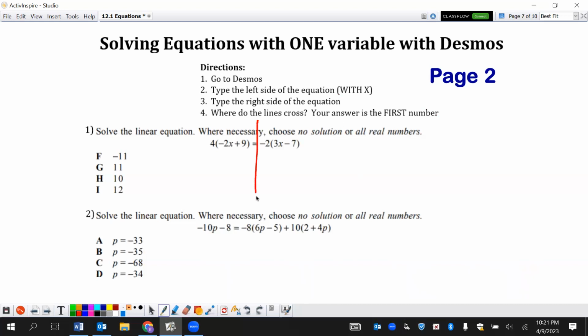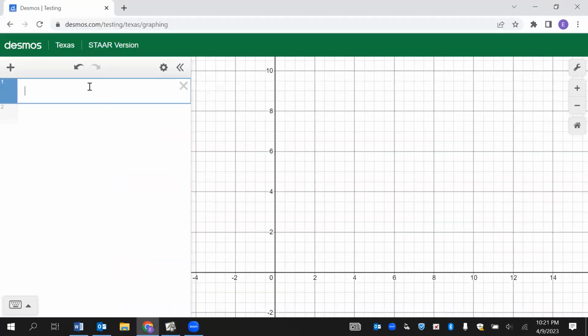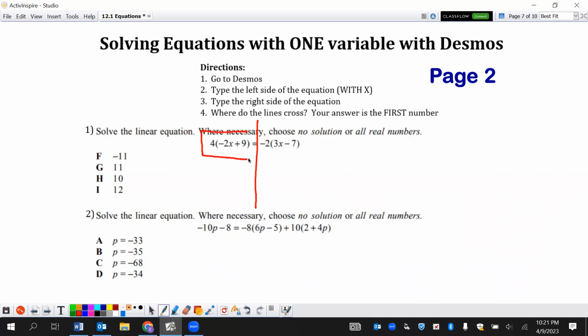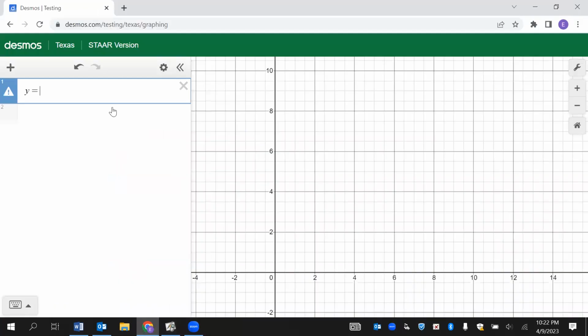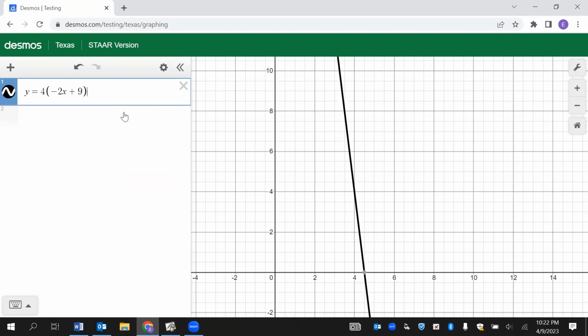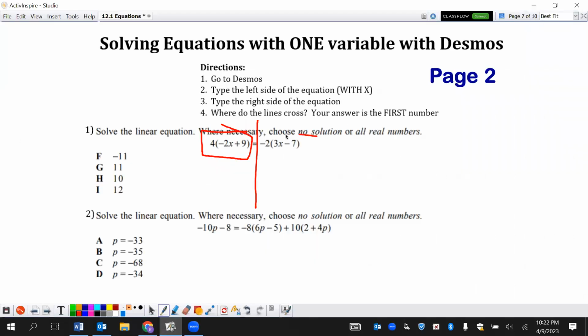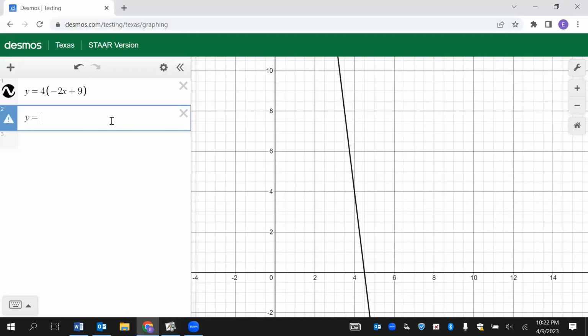So you're still going to have to draw your line through the equal sign to separate the equation into two parts, but then we're going to type it in decimals. So in your first line, you're going to type y equals, and then we are going to copy this left side of the equation, in parentheses, negative 2x plus 9. Then line number 2, I'm going to type y equals again, but now I'm going to copy the right side of that equation, negative 2 3x minus 7.